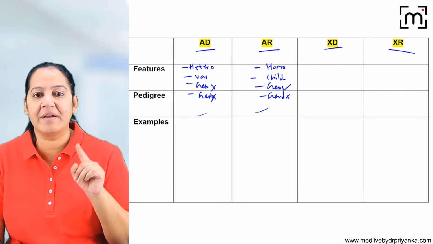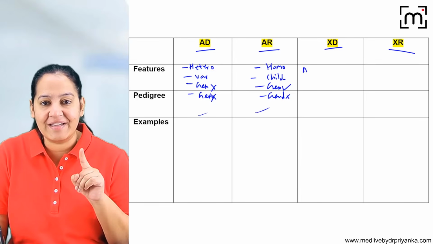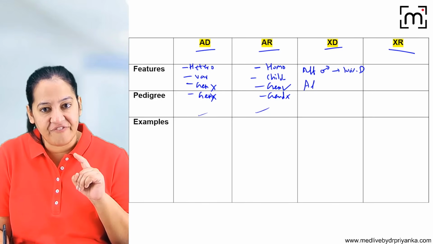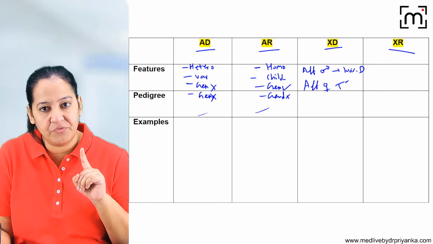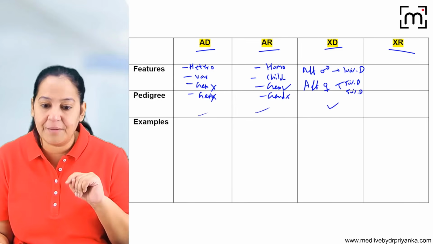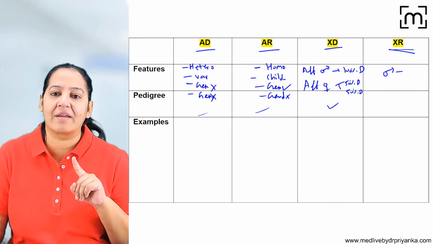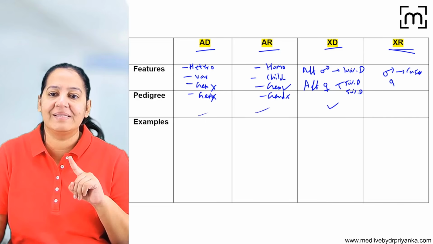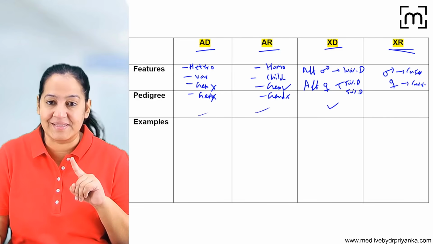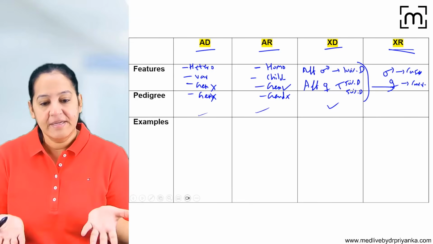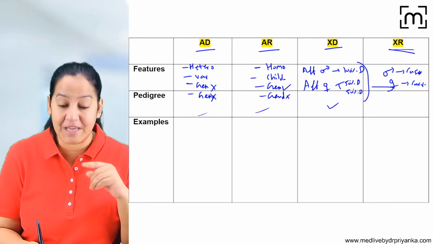What about X-linked dominant and X-linked recessive? Here an affected male gives the disease only to 100% daughters, not to the sons. But the affected female gives the disease to 50% daughters and 50% sons. You should be able to draw it in the pedigree rather than learning. What about the X-linked recessive? Here males are cases and females are carriers. Females are not cases. And the scenario is the same as this, but the only difference is the females are carriers. Tell me the examples, I mean the mnemonics.